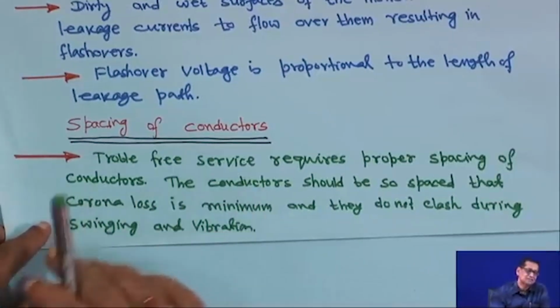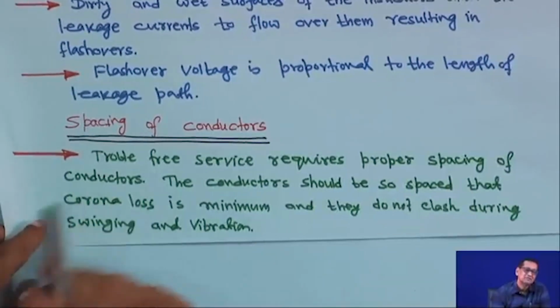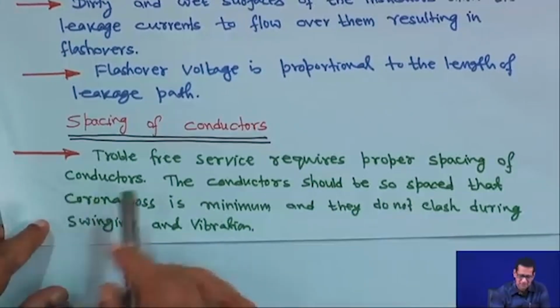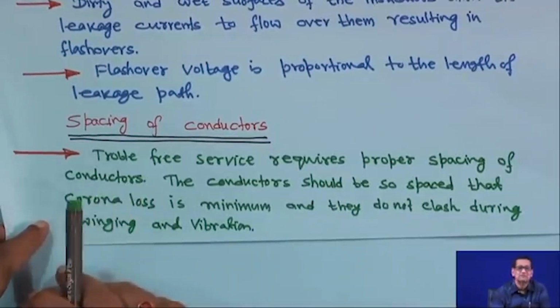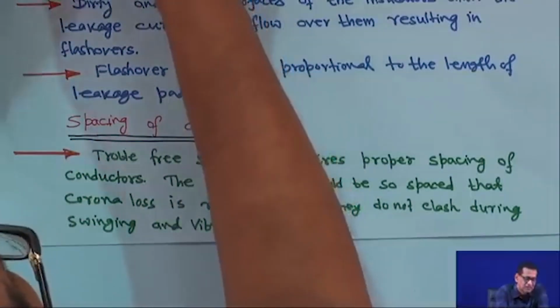That means conductor spacing should be such that even during storm or wind, they should not clash with each other. You have to design the spacing of the conductors accordingly, and when those conductors are connected tower to tower through insulation, you have to see that the vibration will be less.